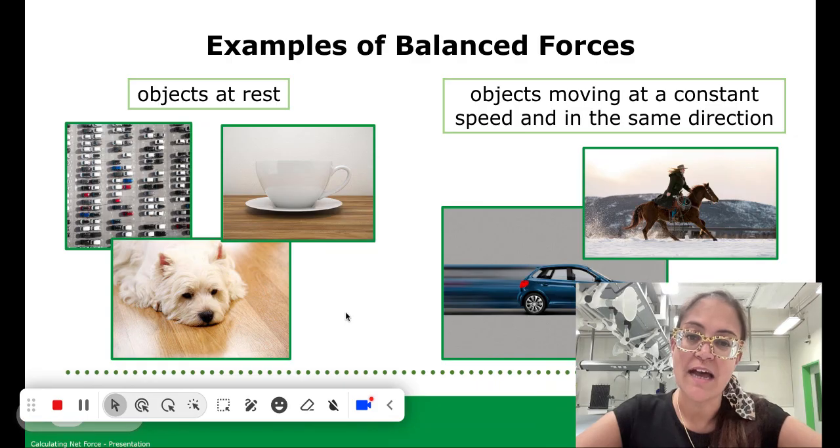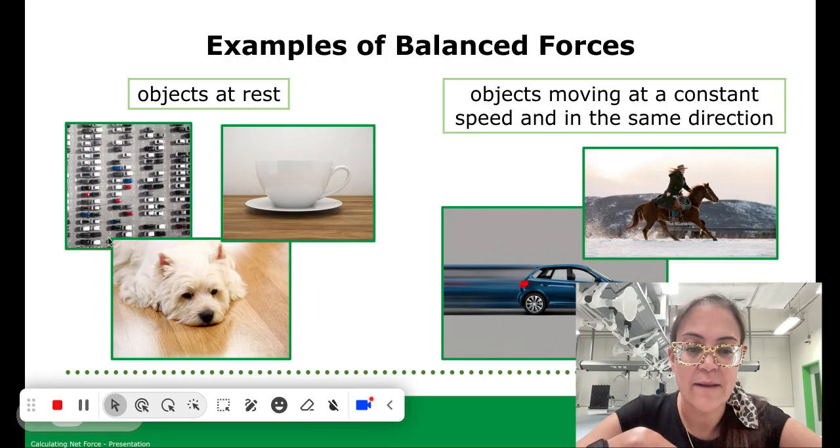All right, so examples of balanced forces. Objects at rest. So these cars are in a parking lot.